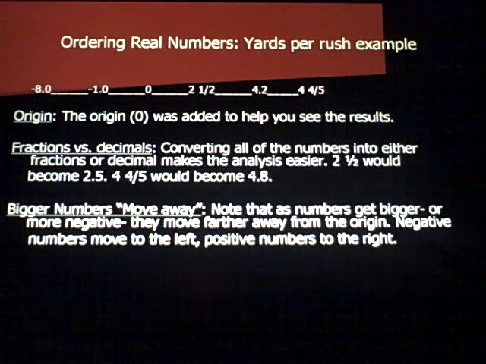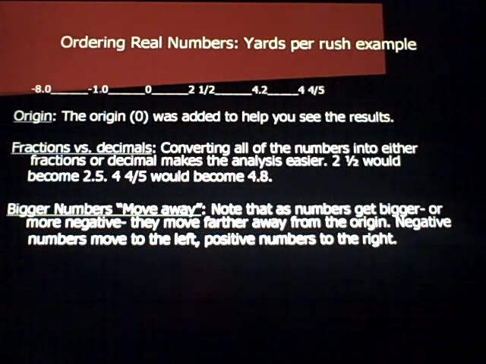The origin was added to help you see the results, because what's happening is, just like a few slides back, as the numbers get bigger and more negative as they move to the left, the numbers get bigger and more positive as you move to the right. That's what we mean by moving away in the comment at the bottom of the page. Negative numbers move to the left, positive numbers move to the right. Get farther away from the origin. In either direction, you get a bigger number.